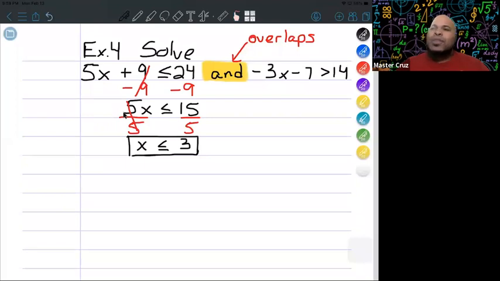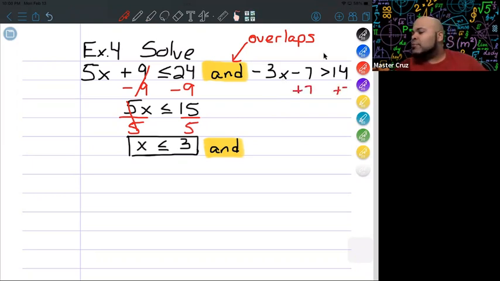So I know that one of my answers is going to be x is less than or equal to 3 and, okay, because this is an "and" problem, then I'm going to solve the right-hand side independently. So here we go. Again, I need to get x by itself, and x is not by itself in this side of the inequality symbol because it's being multiplied by -3 and subtracted by 7. So I'm going to add 7 to both sides.